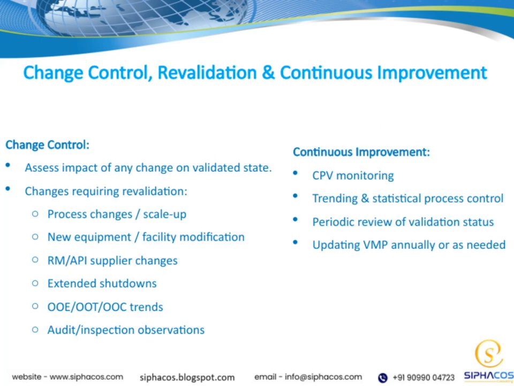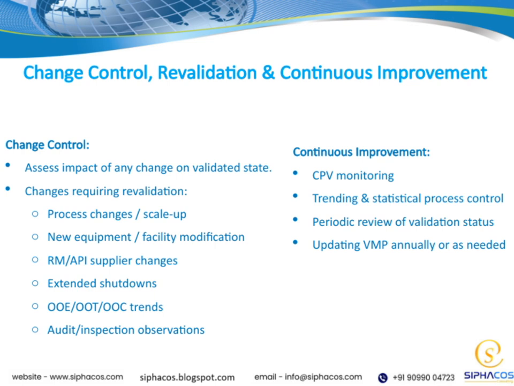Let's now talk about continuous improvement. This involves regularly monitoring our processes through CPV, or continuous process verification. We also use trending and statistical process control methods to identify any variations early on. Additionally, we conduct periodic reviews of our validation status to ensure everything remains compliant and effective. It's important that we update our validation master plan annually or whenever necessary to reflect changes and improvements.